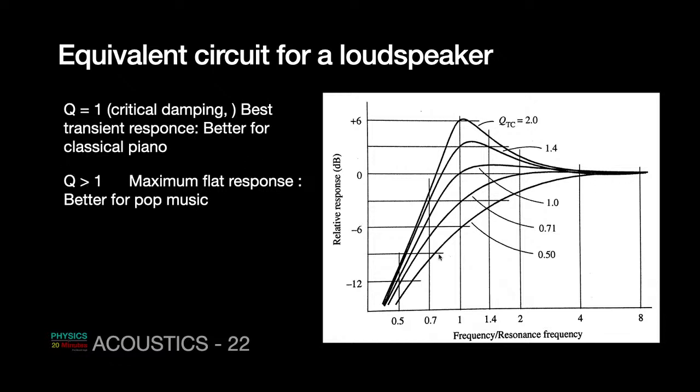You can see here is the typical response. Q equal to 1 is almost a flat response. This is 1, so almost flat, and then drops. Q greater than 1 means it shoots up slightly and then falls. So the lower frequencies are amplified. This is, by the way, the resonant frequency. Here is frequency upon resonant frequency, so you're comparing the frequency with the resonant frequency. So if you're at resonant frequency, if you have a high Q, then the output increases in dB.